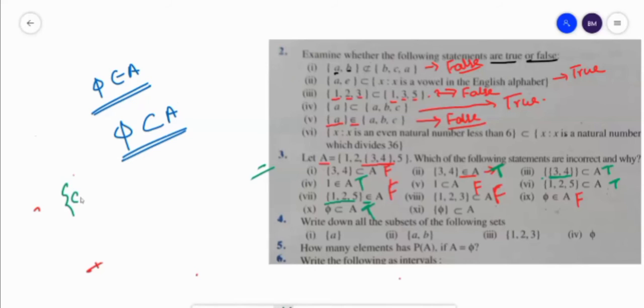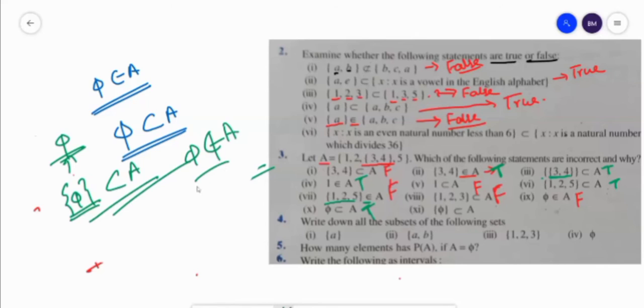Number 11, that is a false statement. This is the singleton set {phi}. This is a set containing the element phi. So this is not a subset of A because phi does not belong to A. This is also a Greek letter. This does not belong to A. Phi is a subset of A; that is the empty set. Therefore the last statement, 11, is also false.